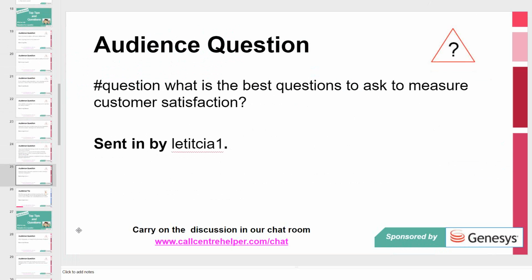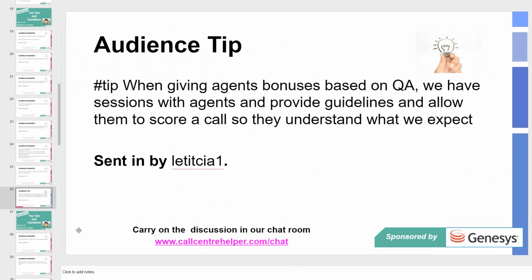Yeah, Letitia's provided a tip, obviously eager to win the bottle of champagne. When giving agents bonuses based on quality assurance, we have sessions with agents and provide guidelines and allow them to score a call so they understand what we expect, which I think is really nice. Yeah, I think that's a nice tip there.